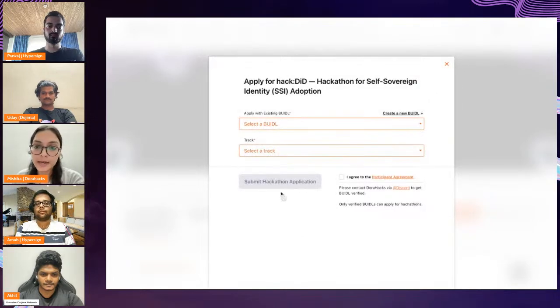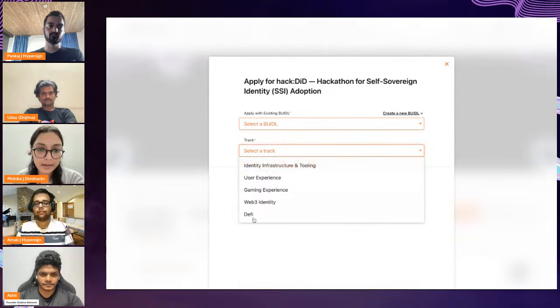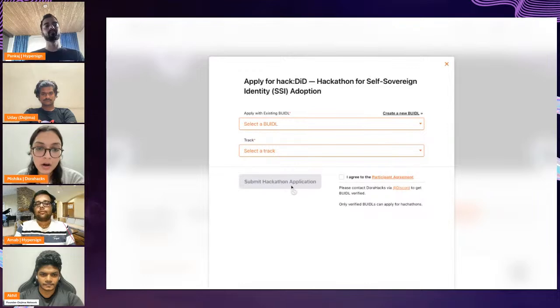Then you will be redirected to this page. Once you've done everything correctly and you click over here, your biddle name will be available in this dropdown. Select that, select the track you are building on, and click on submit hackathon application. That's pretty much it. I feel it's a little detailed, but a straightforward process.